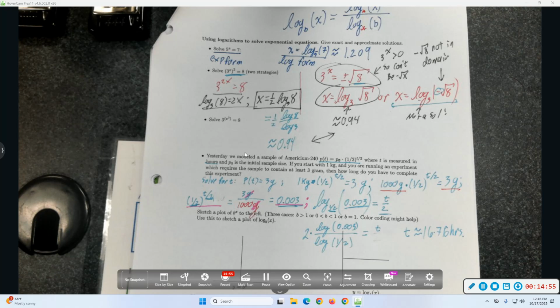And as long as we're making observations about this, let's see. There are some things you see here. Exponentials grow really quickly. Or I guess in this case, decay really quickly. To go all the way from 1,000 grams down to 3 grams only took 16 hours. So it's decaying to 0 really quickly.